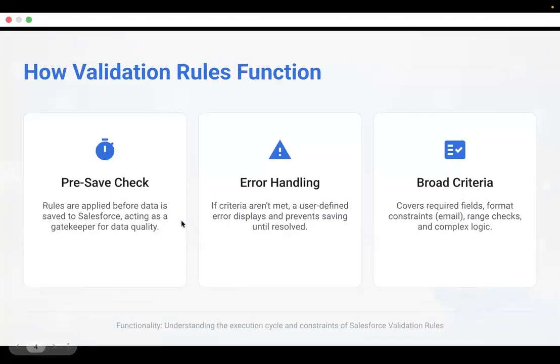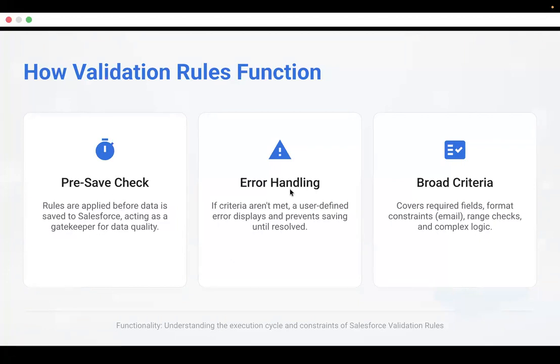Pre-save check. How do validation rules function in the backend? First, they do a pre-save check. We apply certain rules, we create some logic. Based upon the logic, when someone enters the data on the UI fields and clicks save on the record, or creates a new record and saves it, it checks whatever rules we have defined.